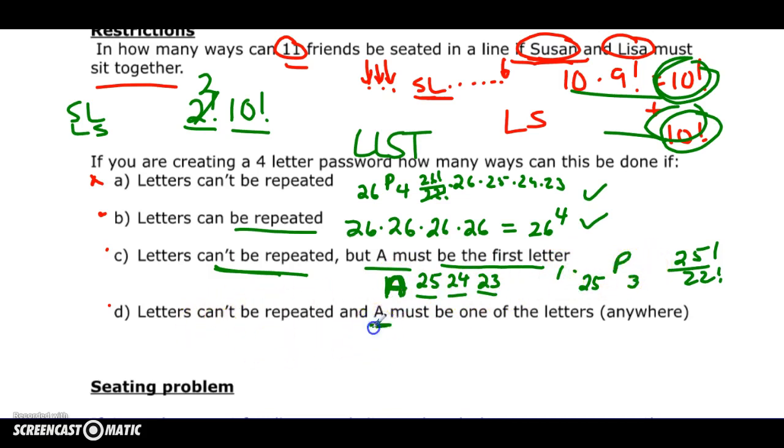Letters can't be repeated, and A must be one of the letters anywhere. Great question. Thanks. Okay, so I have 4 spots here, and I have to get 4 different letters, and A is one of them. Give you a couple seconds to think about that. You might want to pause it.